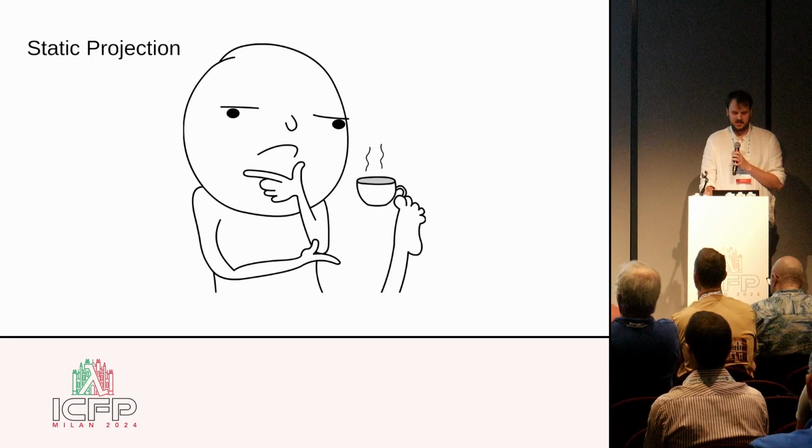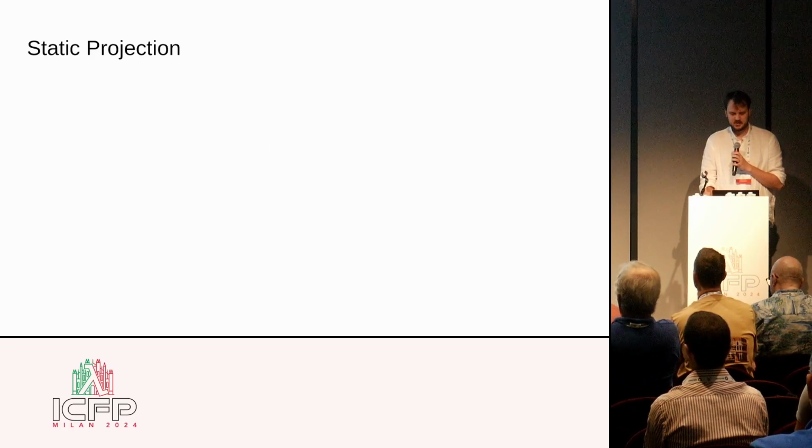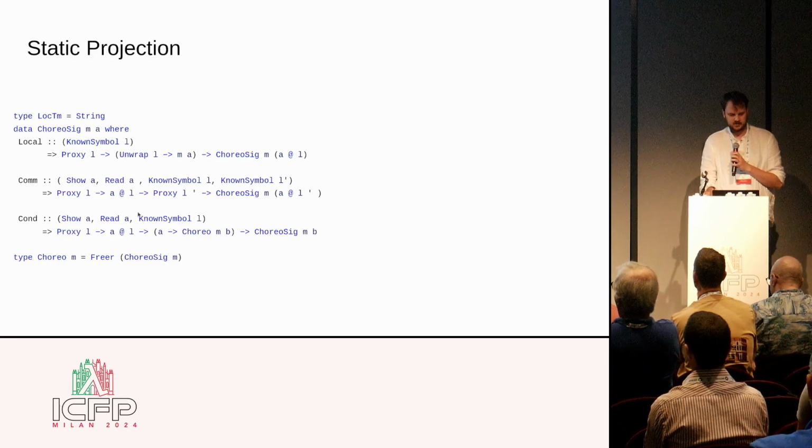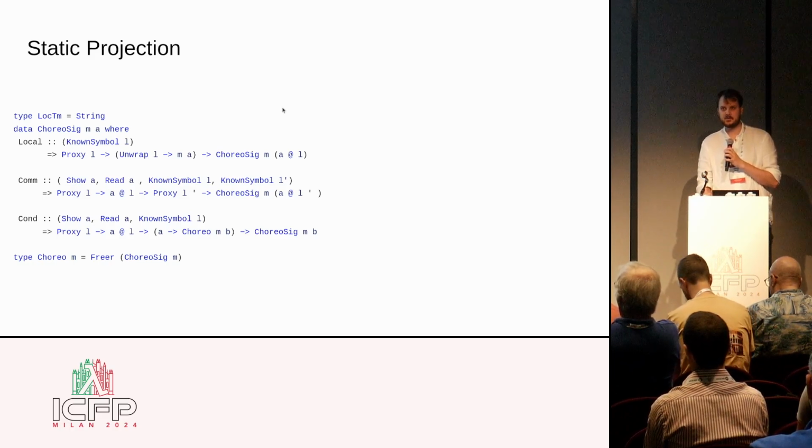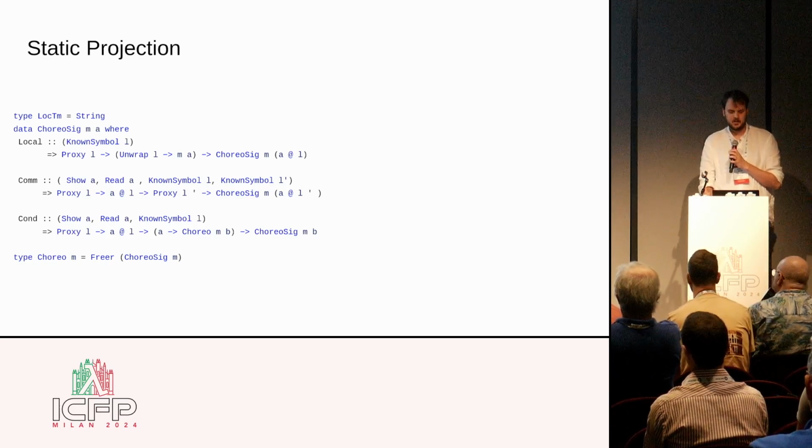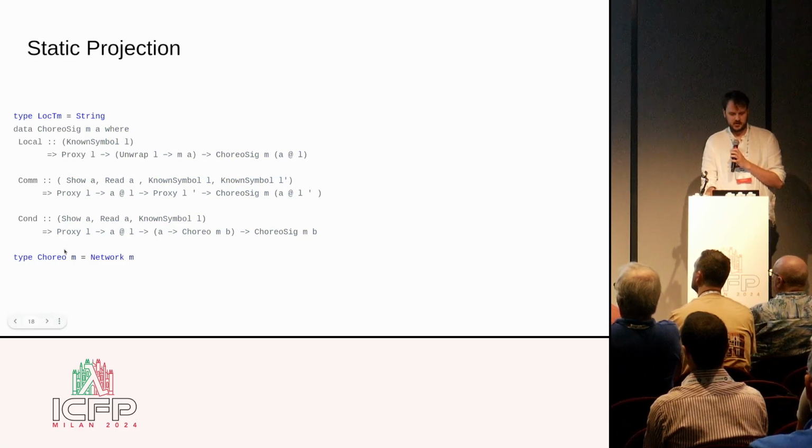So the first thing that I observed is that this choreo signature is quite problematic, right? Because this builds up the structure containing all the actions, and then after that we project one of them, right? So what if we just chuck this away and say that the choreo monad is now the network monad? So we never build this intermediate structure.